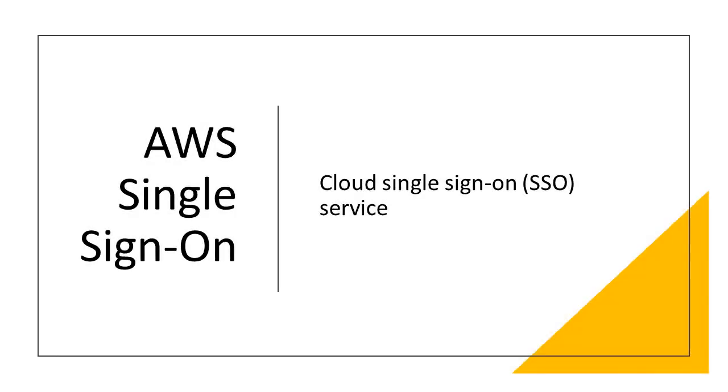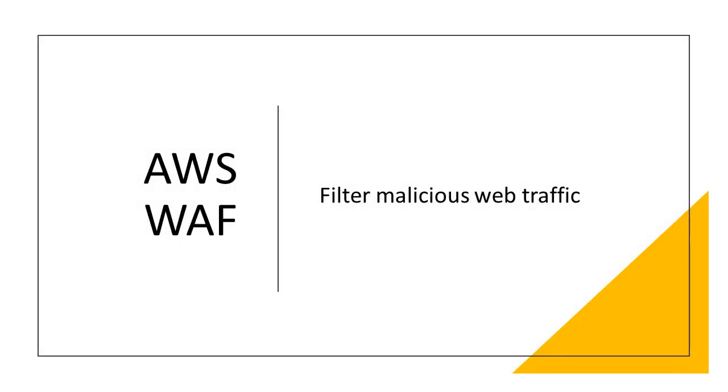AWS SSO Service. AWS Single Sign-On, AWS SSO, is where you create, or connect, your workforce identities in AWS once, and manage access centrally across your AWS organization. You can choose to manage access just to your AWS accounts, or cloud applications. AWS WAF Service. AWS WAF is a web application firewall that helps protect your web applications or APIs against common web exploits and bots that may affect availability, compromise security, or consume excessive resources.